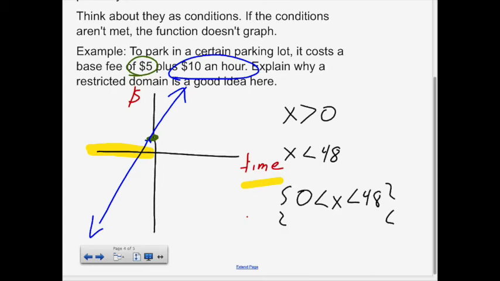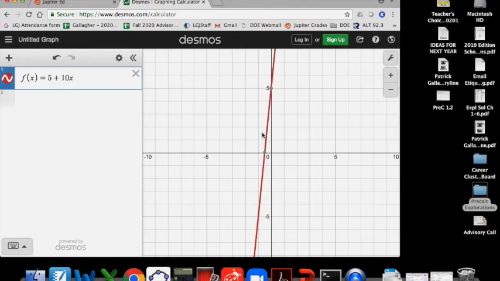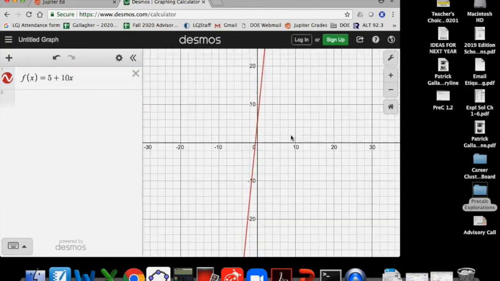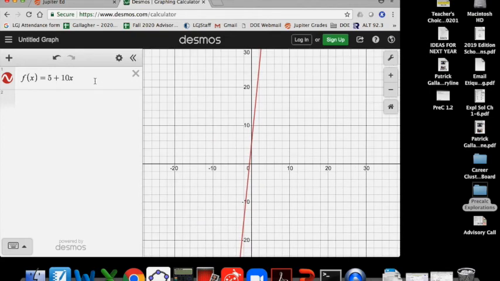I'll show you how to graph this out in Desmos. So here we are on Desmos. You can just do this. You can also look in our materials section. And I want to use that same example we just looked at. F of x is equal to 5 plus 10x. You can see that it's a linear function, as we'd expect. It goes on forever in both directions.